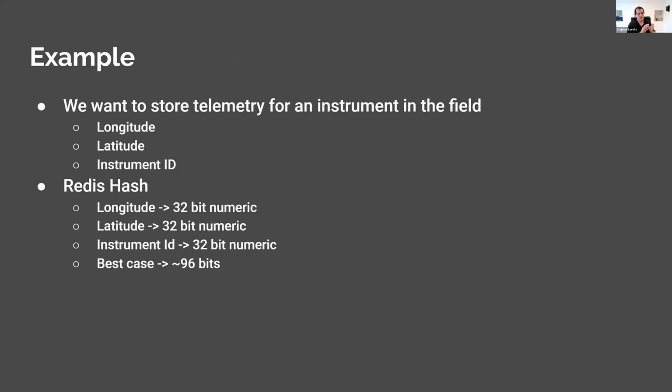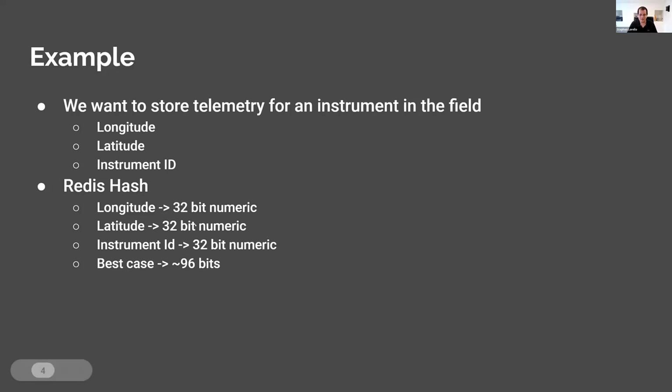Let's take an example. Oftentimes when we're doing telemetry, you are shipping maps of bit data. So let's look at a very simple piece of telemetry. Say we have a little instrument that's traveling around the world, and we want to see where it is in time. So we want to have a longitude, latitude, and an instrument ID that we're going to constantly be streaming back to some centralized spot, right? The naive way that you might store this is by storing the longitude as a field in a hash, the latitude as a field in a hash, and an instrument ID as a field in a hash.